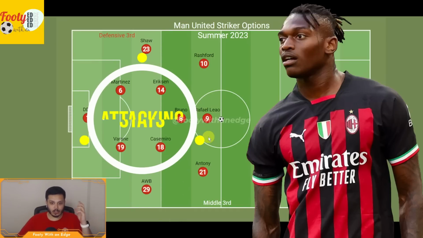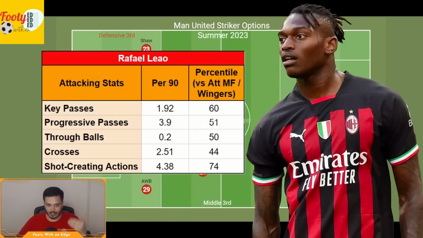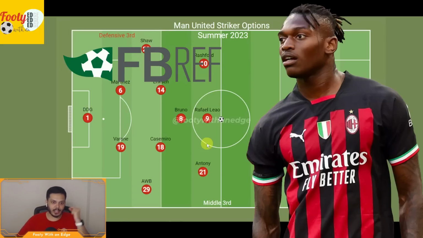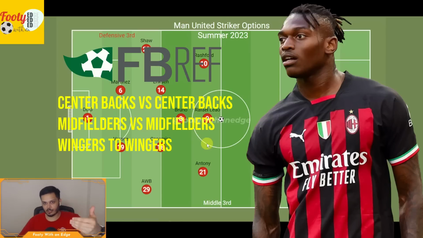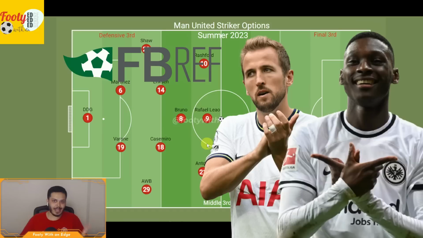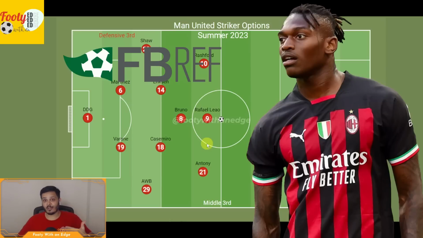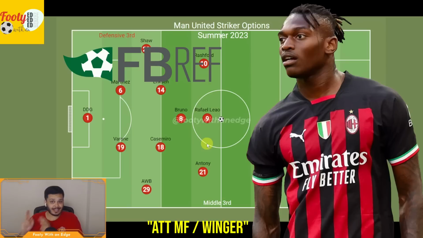Starting with his attacking stats, on the surface, it doesn't look like LEAO is better than Kane or Kolo Muani at creating stuff for his teammates, but that's because there's a problem with these stats. FBref calculates percentile statistics based on different categories of players. So they'll compare center backs to center backs, midfielders to midfielders, wingers to wingers, and so on. So according to them, Kane and Kolo Muani count as forwards, so their stats are compared against all forwards in Europe's top 5 leagues. But LEAO is actually considered an attacking midfielder or winger, so he's not being considered in the same statistical category as Kane or Kolo Muani.